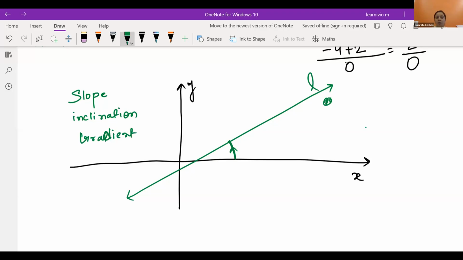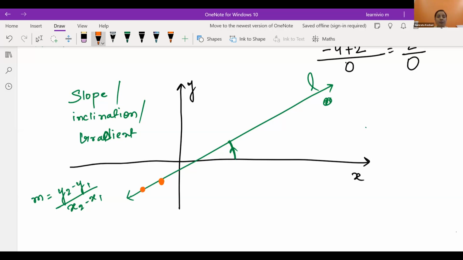Okay, that small letter m, we will be representing the slope, inclination, gradient. These are synonymous words. We will be representing the slope with small letter m, and the formula is y2 minus y1 by x2 minus x1. Now let me clear what is x1, y1, x2, y2. So on this line L, you can take any 2 points and you can find the slope by using this formula.